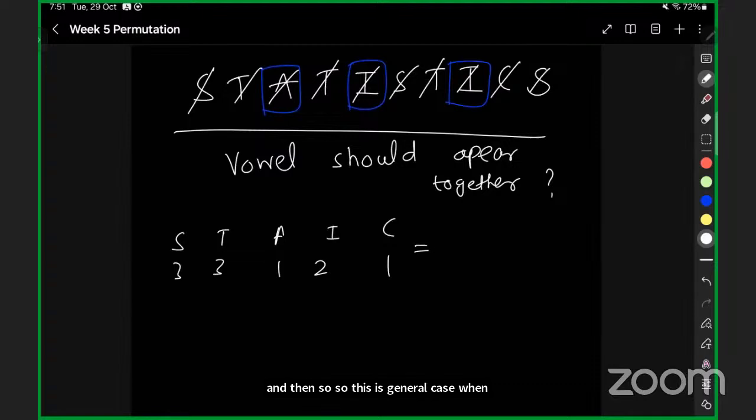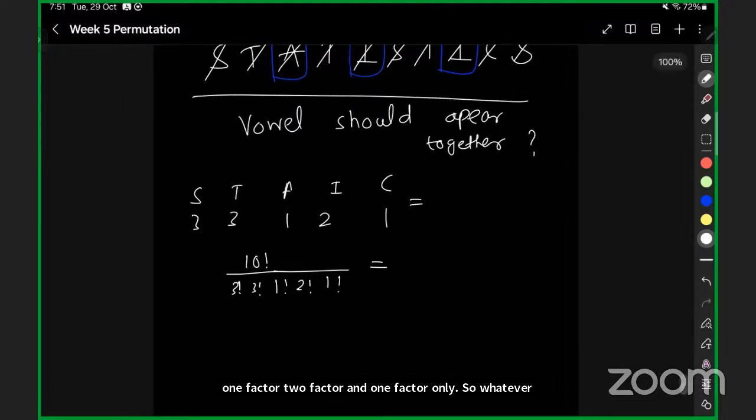So then I would have been able to arrange them in whatever way. So 3 plus 6, 7, 9 and 10. 10 factorial by 3 factorial, 3 factorial, 1 factorial, 2 factorial, 1 factorial. So whatever this answer comes up, that many ways I should have done it.